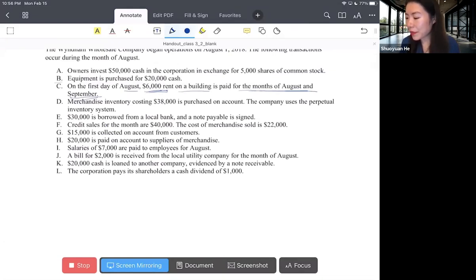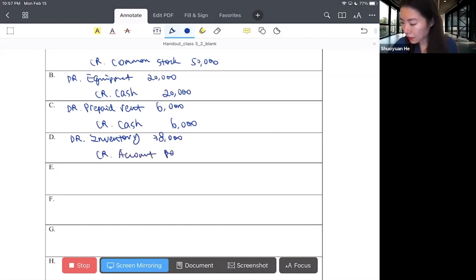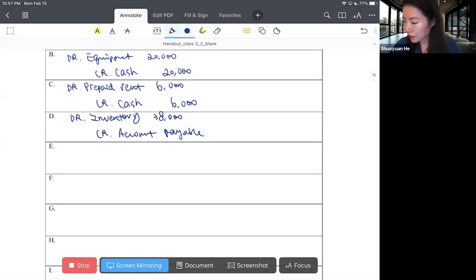And then the next one, merchandise inventory costing 38,000 is purchased on account. The company used the perpetual inventory system. So the company purchased inventory, so inventory increased, and it is purchased on account, which means the company hasn't paid in cash yet. So this is an account payable for the firm. So debit inventory 38,000 and credit accounts payable for 38,000.